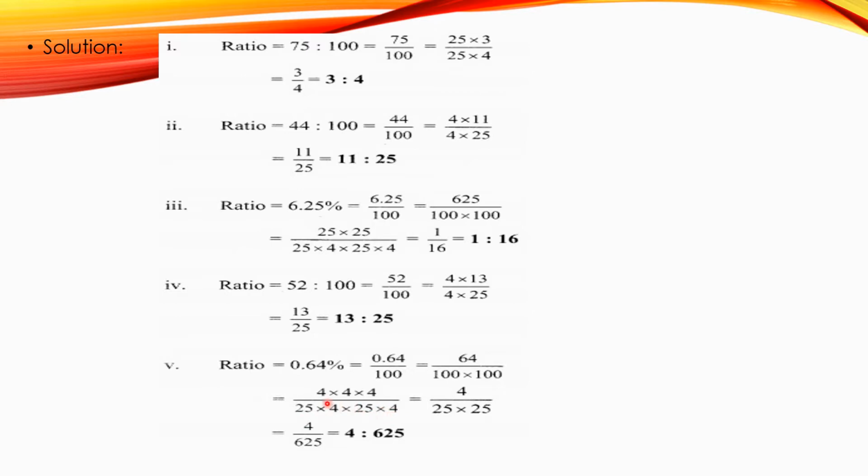Now 4 from the numerator and denominator can be cancelled. We are left with 4 upon 25 multiplied by 25. So the ratio comes to 4 upon 625. That is 4:625.